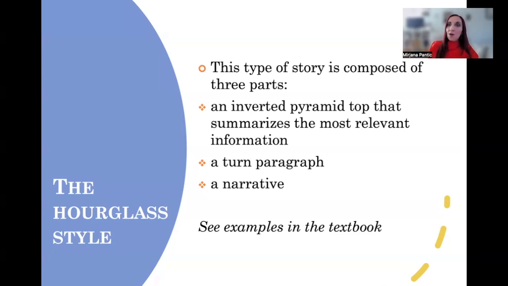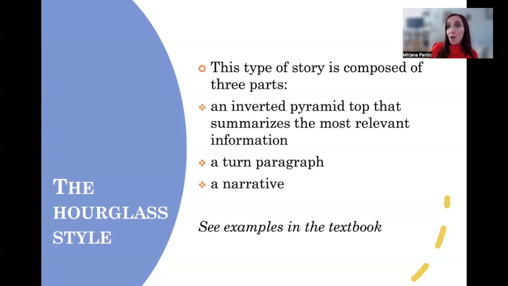And then the third paragraph could be where you explain everything that happened from the beginning to the end in chronological order. So that's the turn, and then the story takes a different turn and you provide all the details about what happened.